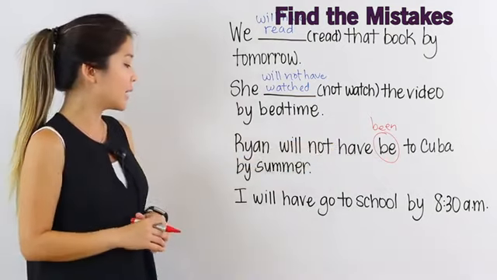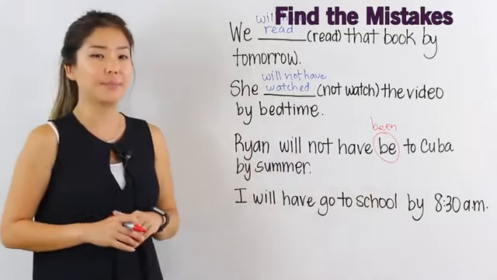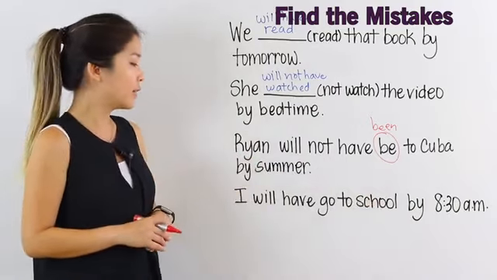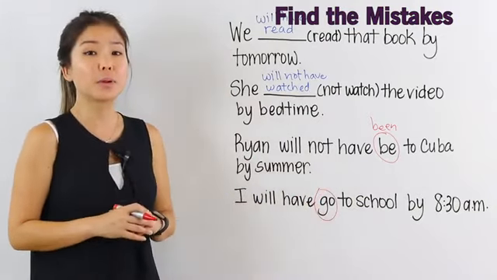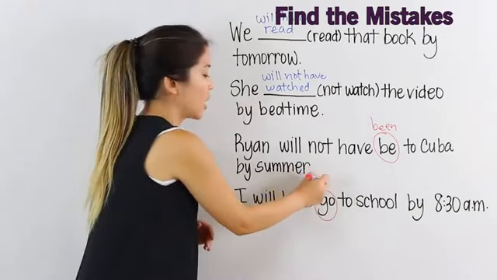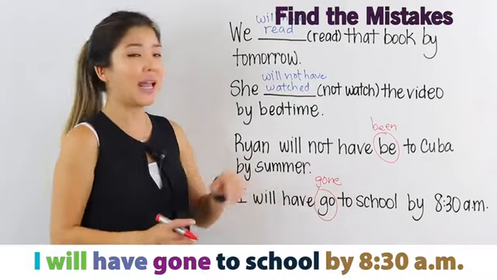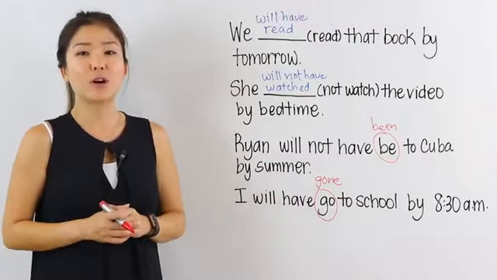The last sentence says, I will have go to school by 8:30 a.m. Here we have the affirmative, will have. But we forgot the past participle of go, which is gone. I will have gone to school by 8:30 a.m. Great job, everybody. Let's move on.